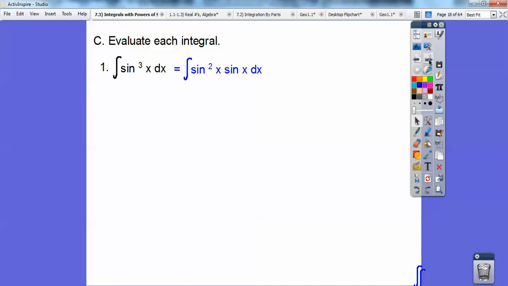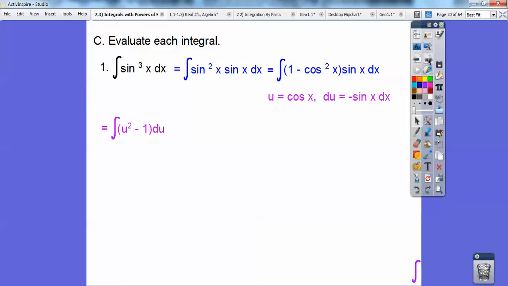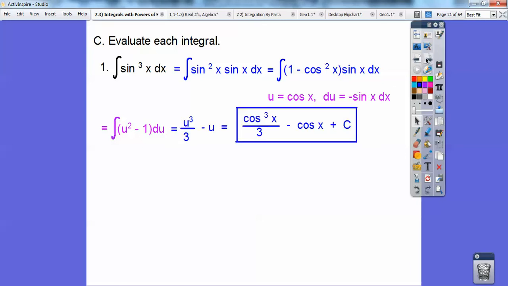Okay, so here's an odd power. So I'm going to peel off a sine of x, leaving sine squared of x, and then I'm going to use my trig identity, 1 minus cosine squared of x, and now I can do a little u substitution right there. And when I do a little u substitution, it cleans it right up. So then there you go. There's my answer right there. Okay, nice and easy. All right, let's try another one.